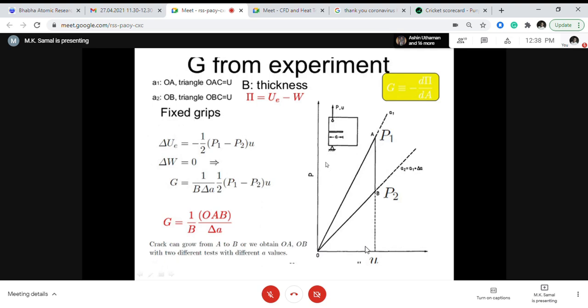Tomorrow we'll talk about the case of fixed load. That means suppose I put a load.